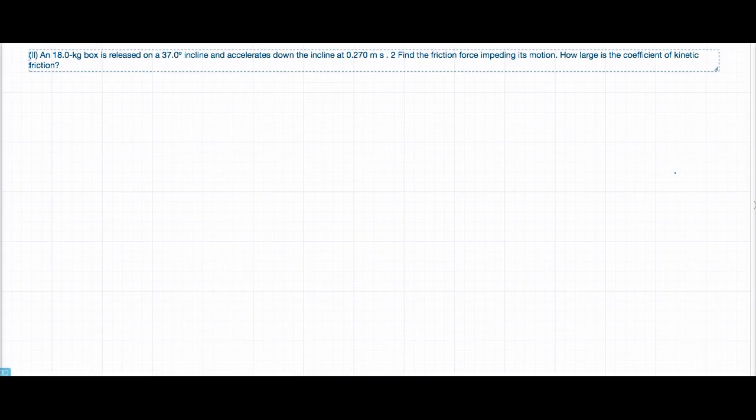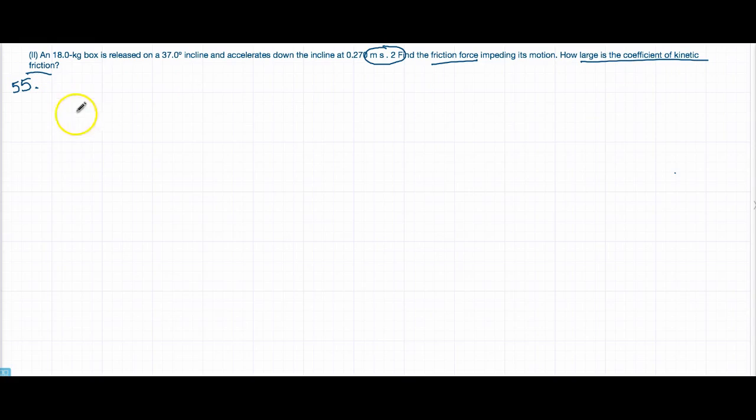This is problem number 55 from the Giancoli textbook, and it reads that an 18 kilogram box is released on a 37-degree incline and accelerates down the incline at 0.270 meters per second squared. Find the frictional force impeding its motion, and then secondly, how large is the coefficient of kinetic friction?